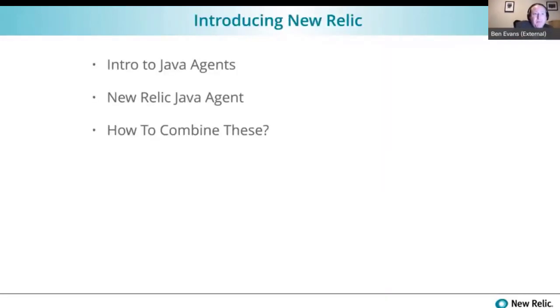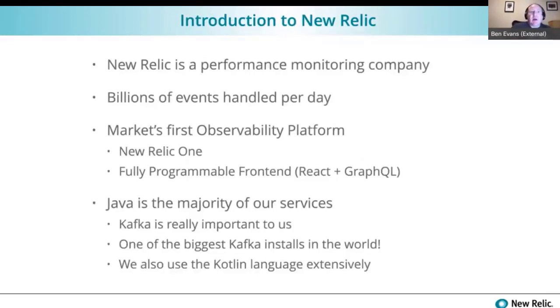Let's meet New Relic. There's a couple of slides just about New Relic. We're a performance monitoring company. We say we have the first observability platform, and we handle billions upon billions of events per day. I think we handle somewhere between 2 and 3 billion events per minute. So this is seriously high scale ingest of customers' events.